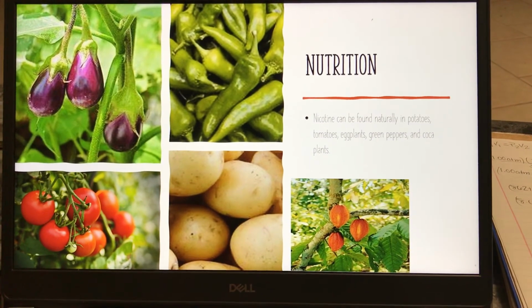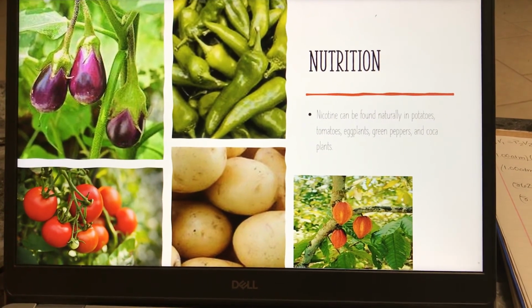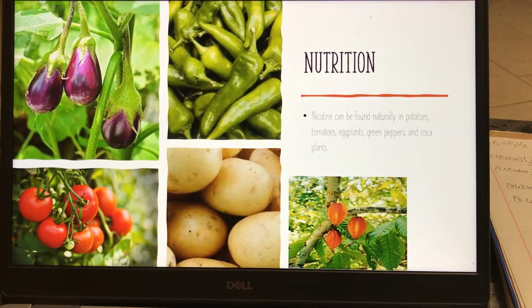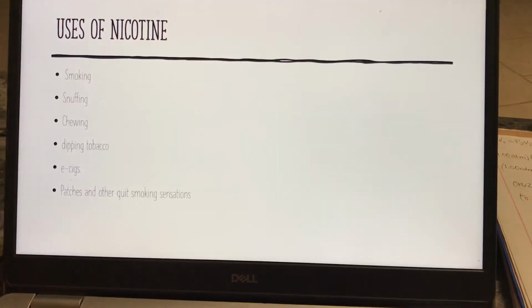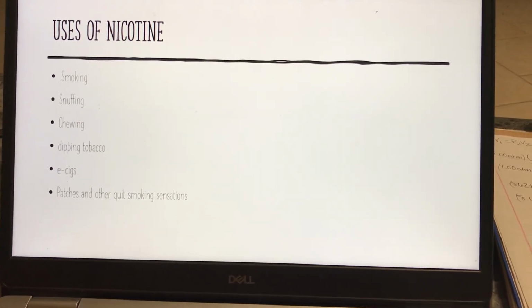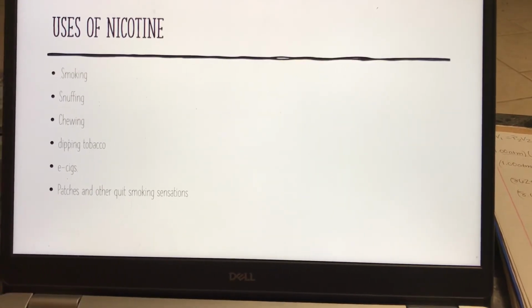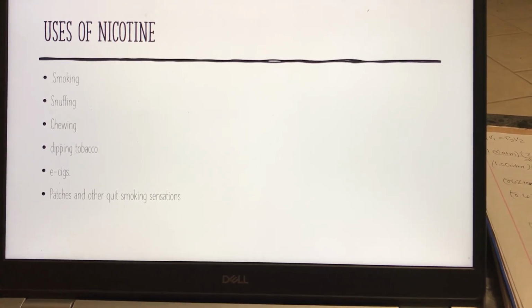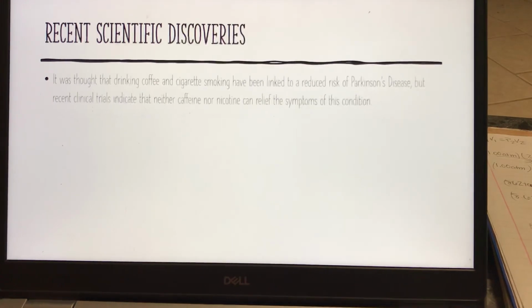Nutrition. So nicotine can actually be found naturally in potatoes, tomatoes, eggplants, green peppers, and coca plants. Uses of nicotine. Nicotine is found through smoking, snuffing, chewing, dipping tobacco, e-cigarettes, patches, and other quit smoking aids.